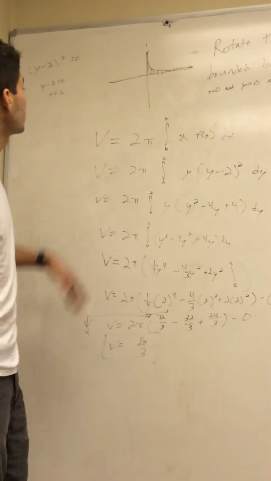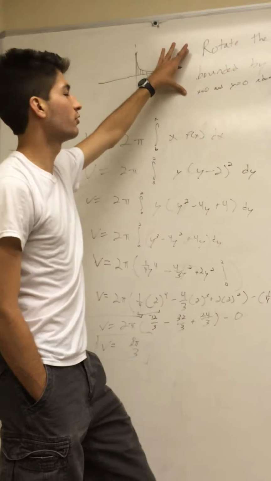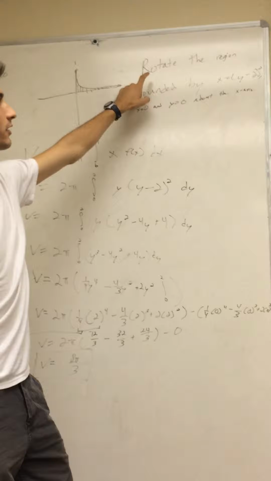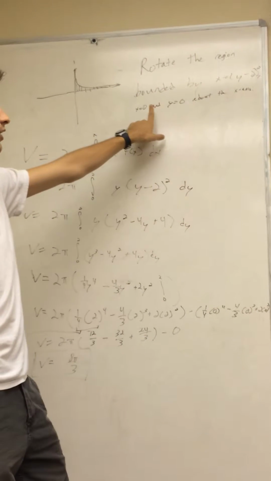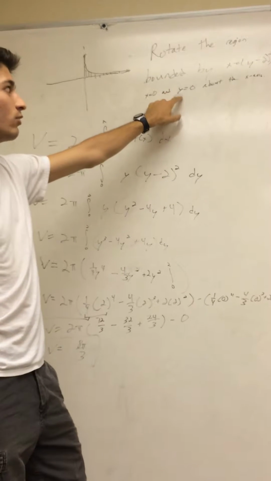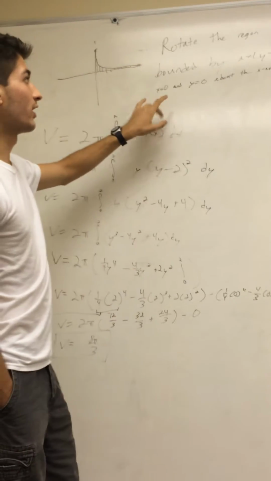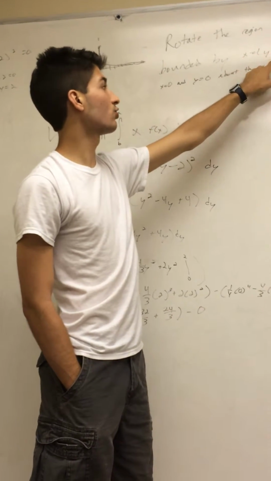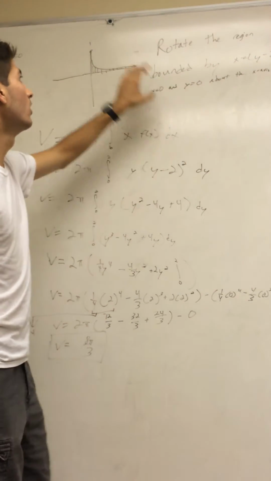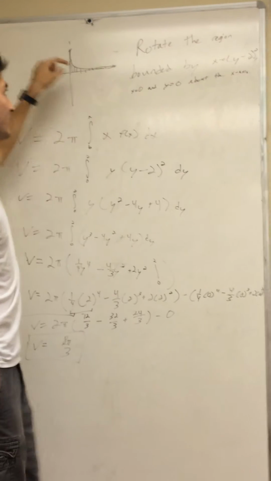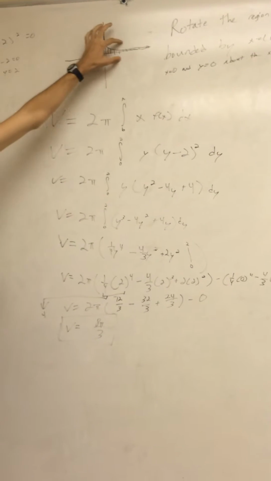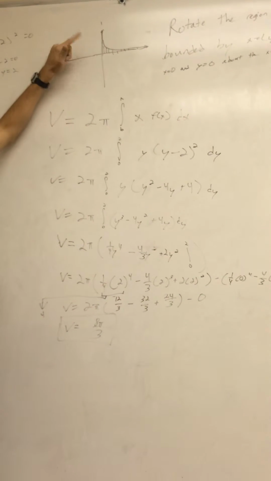Hey guys, I'm going to walk you through this volumes of revolutions problem. The question says, rotate the region bounded by x equals (y minus 2) squared, x equals 0, and y equals 0 about the y-axis. Those are our boundaries. Rotating it about the y-axis means that is where we're flipping this shape right here, and that's what we're finding the volume of.